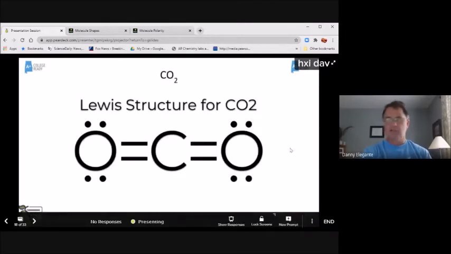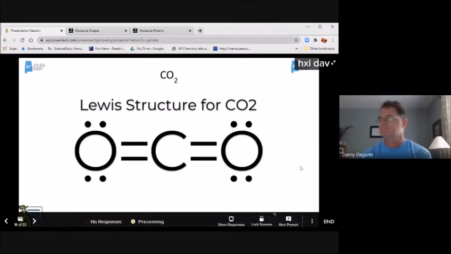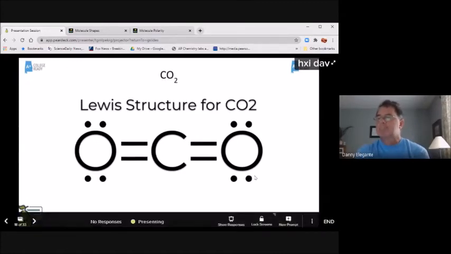All right, so here's a Lewis structure. So what is the shape of this molecule, do you think? So you can type out your response in Pear Deck. What shape do you think this molecule is going to be? What is its geometry? You can type that out on Pear Deck. Just what do you think it is? You don't have to use the official words if you don't want to.